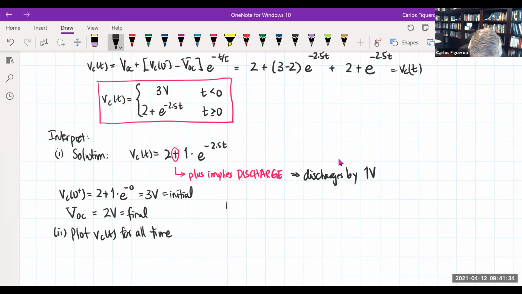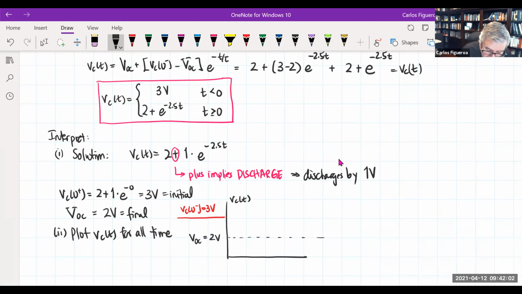So when I look at this curve, what does it actually look like? Well, you can see that I'm coming in at 3 volts. So here I come in at 3 volts, and this is VC of 0 minus at 3 volts. And now it's going to discharge. But what is it discharging to? It's going to discharge to the VOC equal to 2 volt line. So this curve is doing this thing here. And you can see that this equation reads 2 plus e to the minus 2.5t. So that's exactly what we're seeing. When I look at the solution, it must look like that.